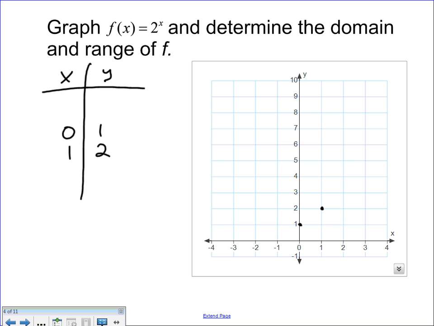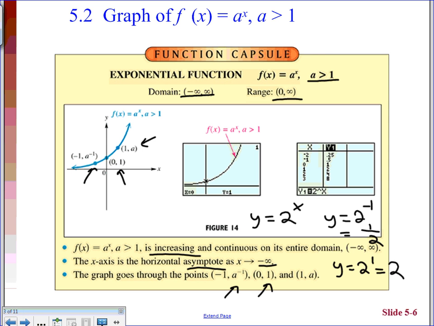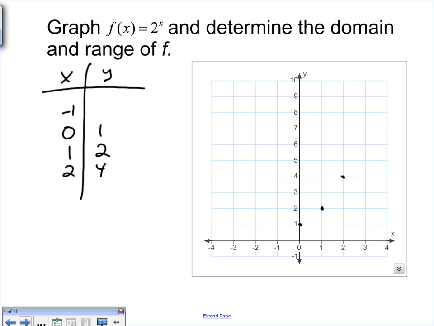And I may just make another point on the other side of that. If x is 2, we get 2 to the second power, which is 4. I put that over here on this side. Okay, so what about going the other way when x is -1? When it's equal to -1, it's just 1 over whatever the base is, right? So our base is 2, so it's just going to be 1/2.